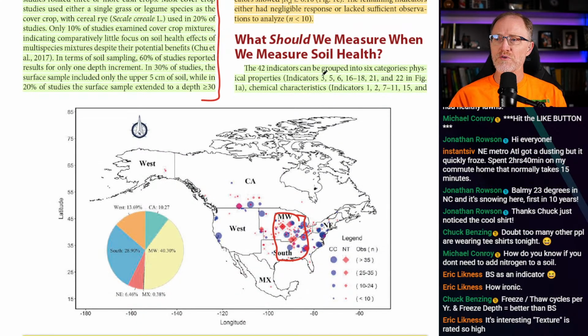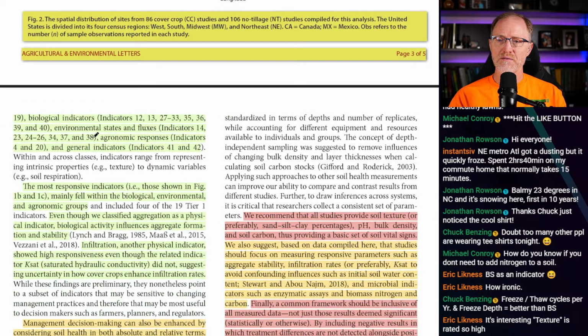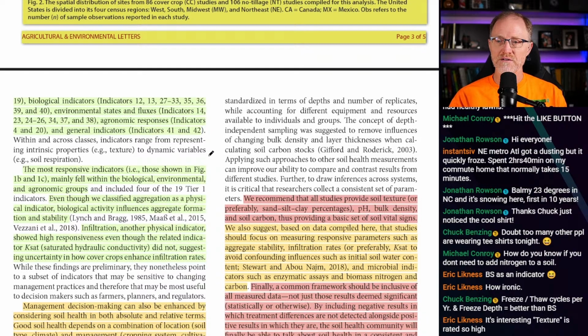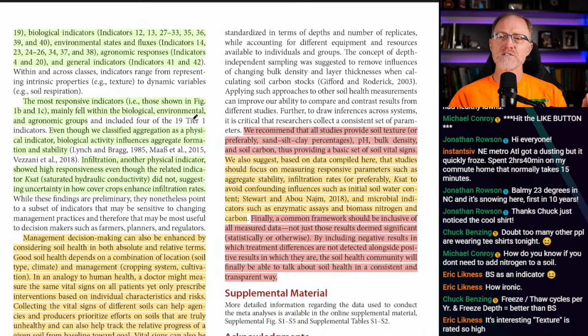What should we measure? The 42 indicators can be grouped into 6 categories: physical properties, chemical properties, biological indicators, environmental states and fluxes, agronomic responses, and general indicators. The most responsive indicator mainly fell within the biological, environmental, and agronomic groups. Even though we classified aggregation as a physical indicator, biological activity influences aggregation, formation, and stability.